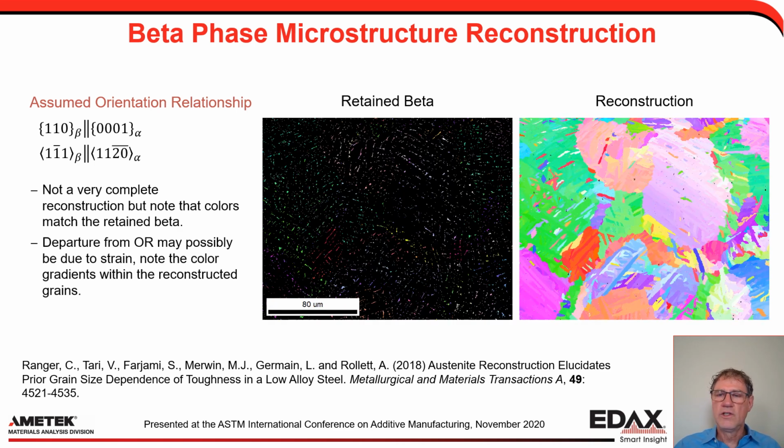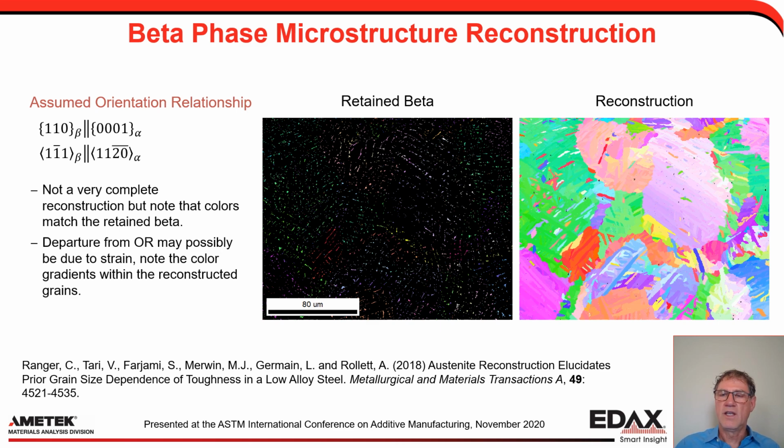If we look now at the retained beta and our reconstruction, you do see the colors match up, which confirms that we've done a reasonable job of reconstructing what the parent grain orientations were. You'll notice one thing initially: that pink to purple grain, just to the right of middle, the large one there, has quite a variation in color from pink to purple, indicating that it has a relatively strong change in orientation.